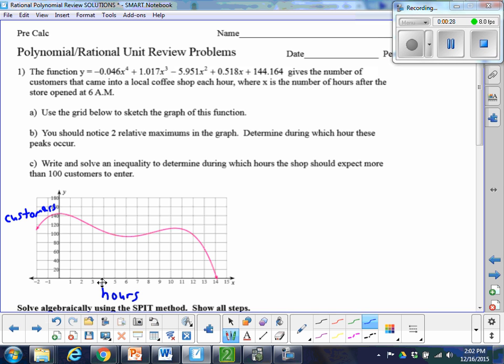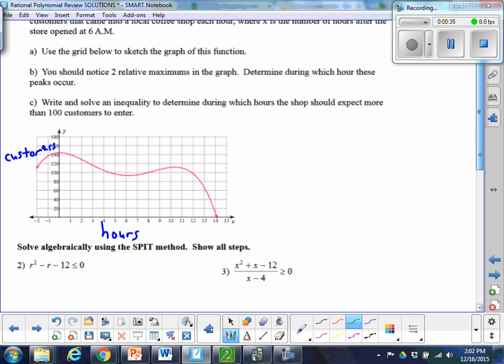Okay, part B, we should be noticing two relative peaks or busy times during the day. So it looks like as soon as they open up, kind of a busy peak there. So there's a maximum here, and then it looks like another rush comes in maybe around here sometime. To determine the hour in which those occurred, we would need to use the calculator and find the maximums here. I don't really want just an approximate, like around 0 or something. Use your calculator. So let's graph the equation.